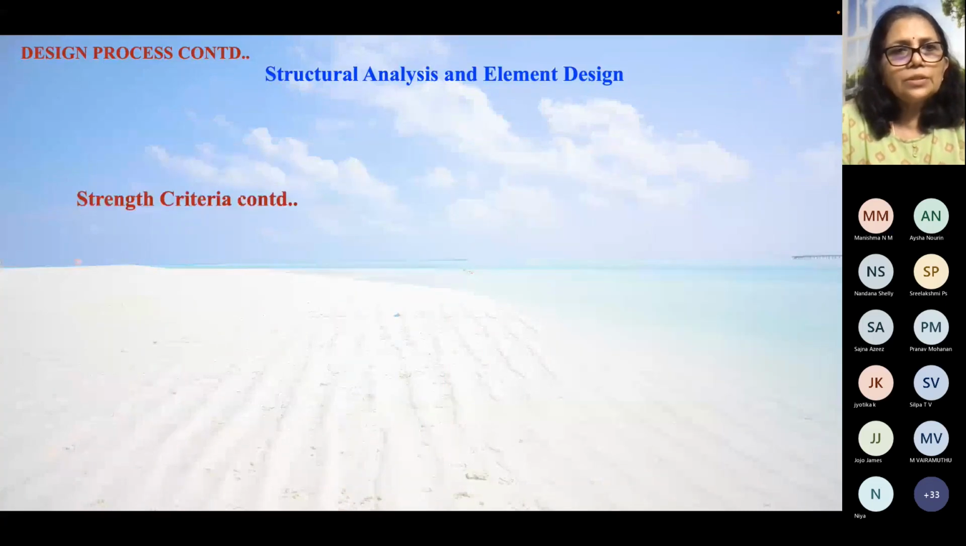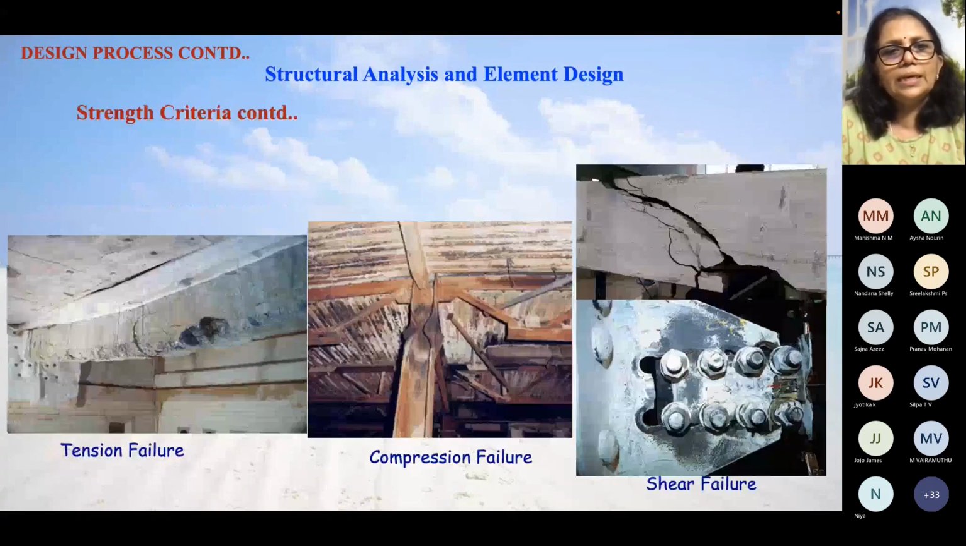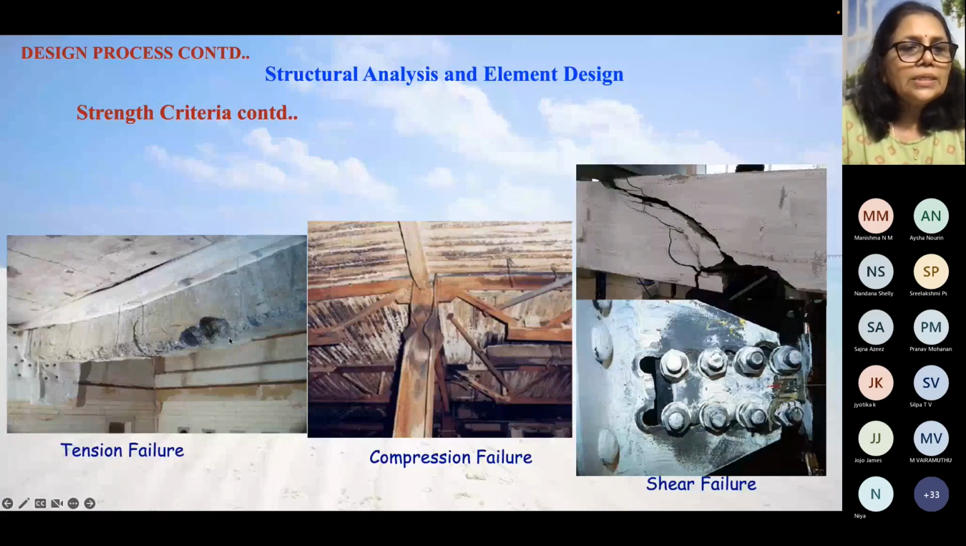So I've taken some pictures also for you to see. The tension failure: you can see the beam which is bending, and because it is a simply supported beam, there is tension at the bottom, and you can see the failure. This is buckling, a compression failure, and this is the shear, the relative movement. You can see the shear failure. Here also the diagonal shear. This is concrete and this is steel.